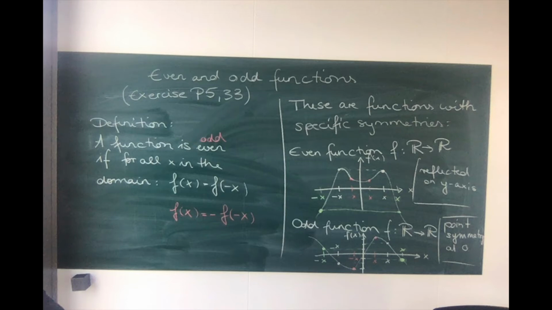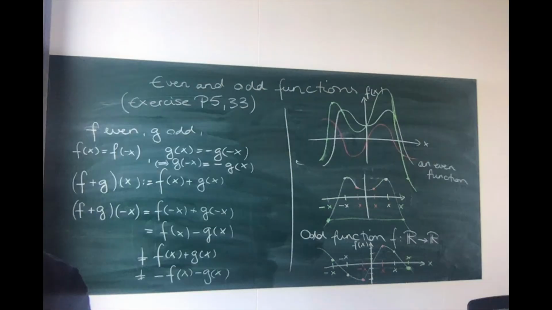Now let's see what the exercise wants us to check. We know that we have two functions, f is even and g is odd. And we're supposed to figure out whether a function that is formed by adding these two is also even or also odd. That's the first part.